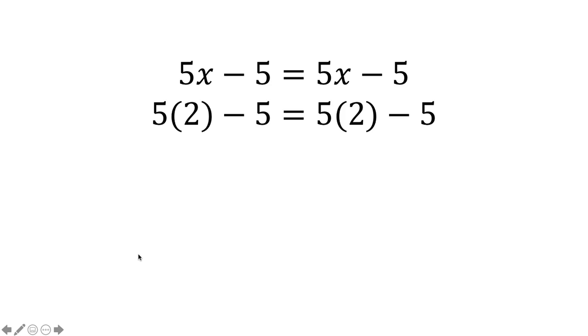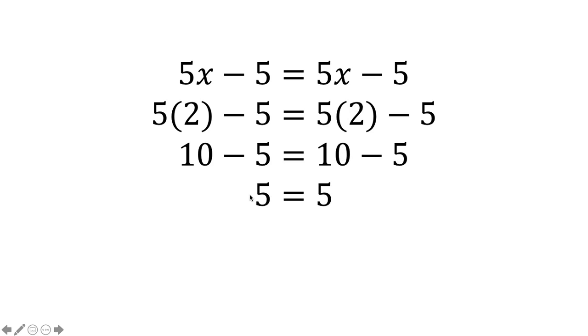Like, let's say we take 2 as a number, right? I'm going to replace x with 2. I'm going to rewrite my equation. Every time I see an x, I put brackets and I put the number 2 in there instead, right? So I've got 5 times 2 minus 5 over here, and 5 times 2 minus 5 over here. So now I simplify. 5 times 2 gives me 10 minus 5 on both sides. And then I simplify again. I get 5 equals 5.